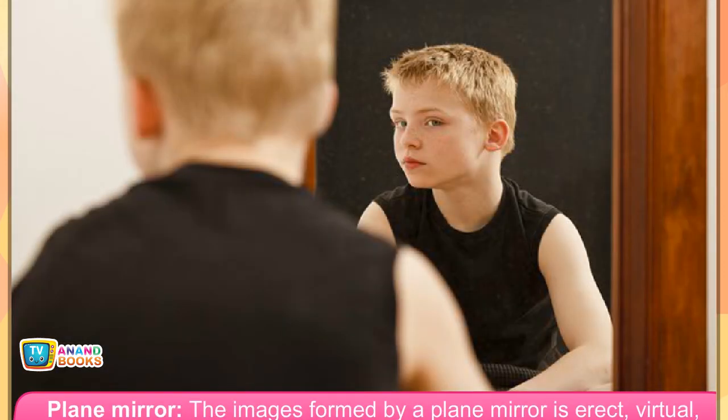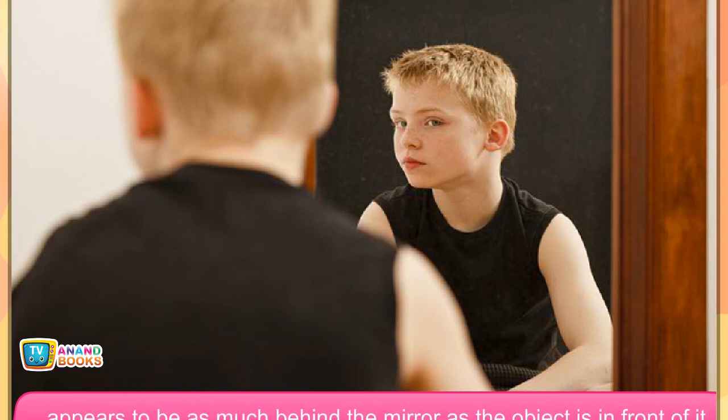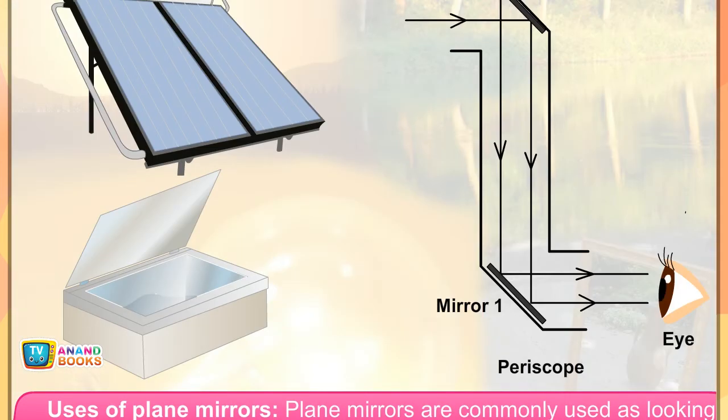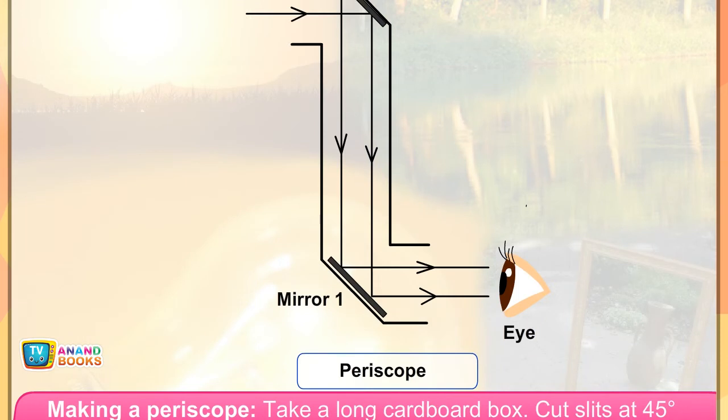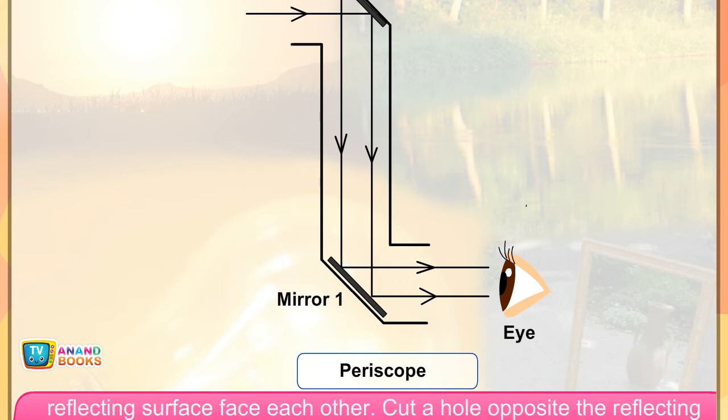Mirrors and images formed by them. Plane mirror. The image formed by a plane mirror is erect, virtual, laterally inverted, of the same size as the object, and appears to be as much behind the mirror as the object is in front of it. Use of plane mirrors. Plane mirrors are commonly used as looking glass, for making periscopes and as a reflector in solar cookers. Making a periscope: take a long cardboard box, cut slits at a 45-degree angle at both ends, insert plane mirror strips in the slits so that their reflecting surfaces face each other. Cut a hole opposite the reflecting surface of each mirror. You can see things from the lower hole.